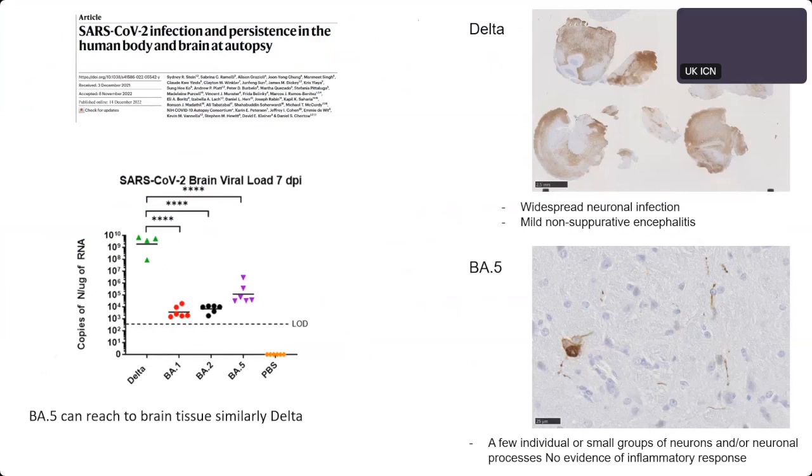And pathology is also telling a similar story. Delta has high, widespread neural infection and mild non-suppurative encephalitis. In BA5, we found some neuronal changes but there is no inflammatory response. So on the basis of this, we can say BA5 and Delta can cross the brain barrier.